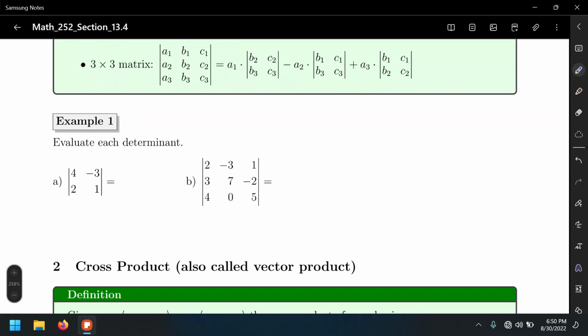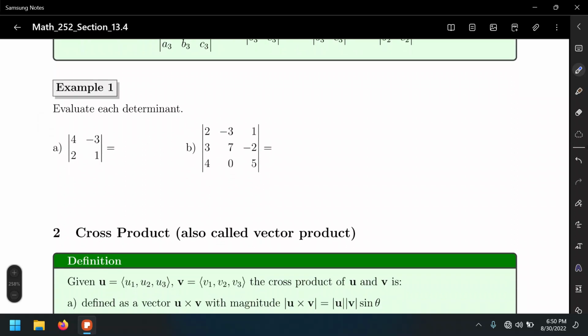Let's look at a couple of examples. We have the determinant on letter A. Let's multiply the elements along the main diagonal. That's 4 times 1, and subtract the product of the elements along the secondary diagonal. So that's 4 times 1, which is 4, minus, actually plus 6, and that equals 10. So that's the determinant of this 2x2 matrix.